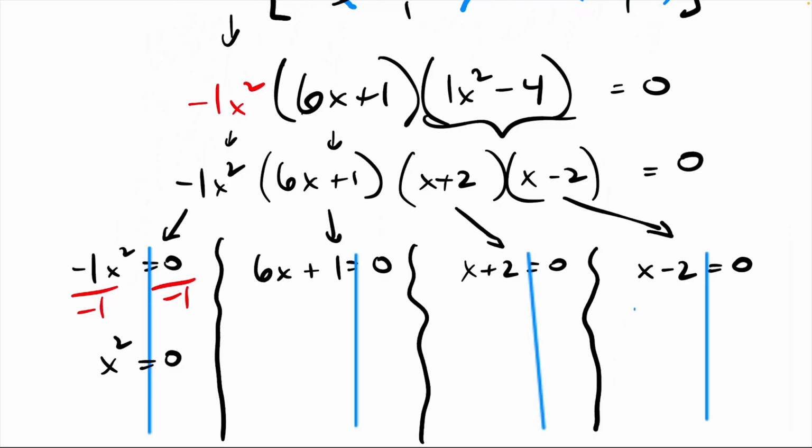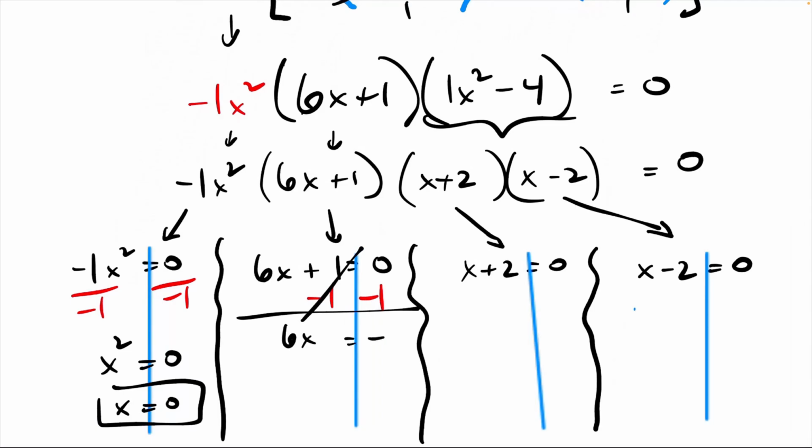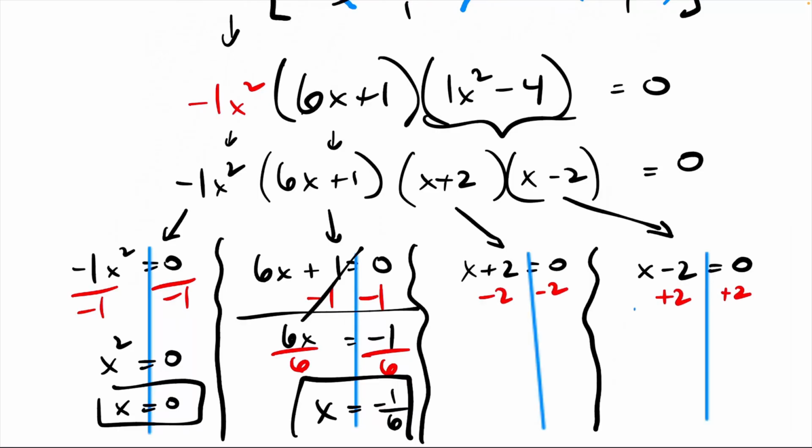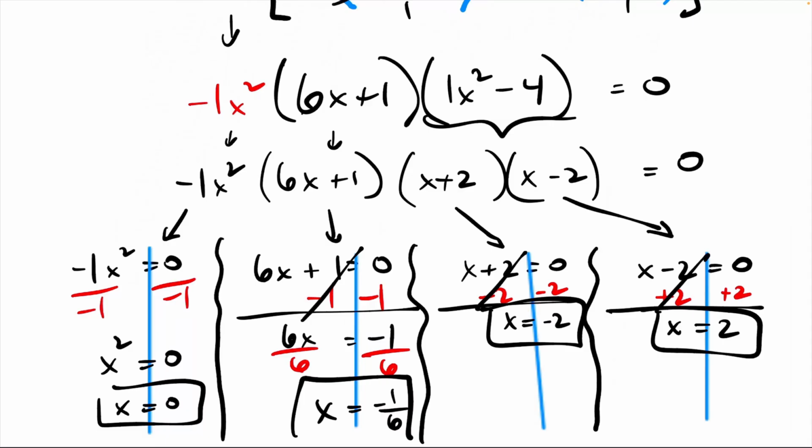Something times something makes 0. 0 times 0. Subtract 1 from both sides. Divide by 6, divide by 6. X equals -1/6. Subtract 2, add 2. -2, +2. 4 answers. Okay, and that's it.